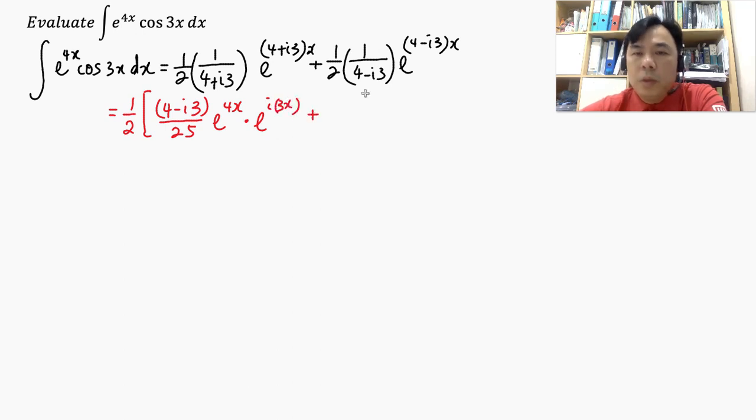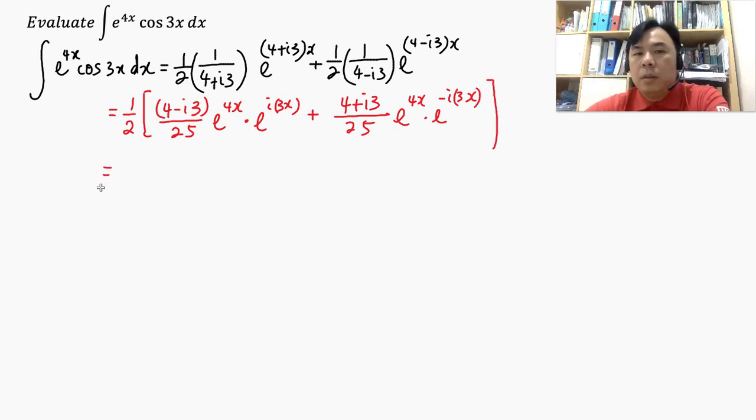Okay, I'm going to do the same thing for this. That will be 4 plus i3 over 25 also. And then that will be 4e^x multiplied with negative i3x. Alright, this is how it looks at this moment. Okay, hold on, that is too long already. Okay, alright, there you have it.